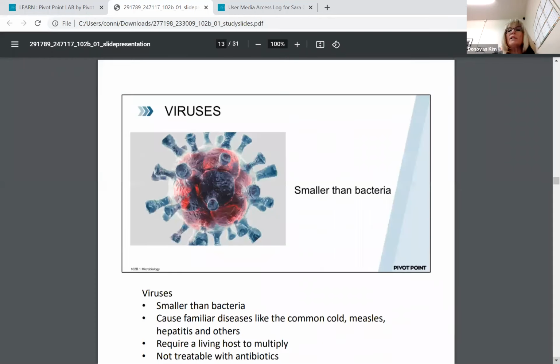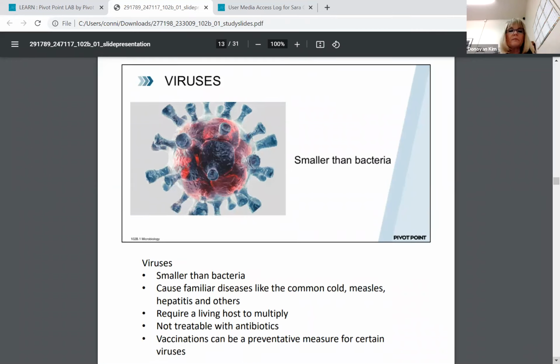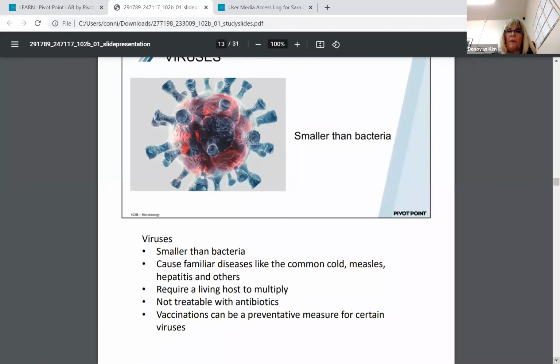Okay. Bacteria can be killed on your body if you have a bacterial infection with an antibiotic. Okay, viruses are smaller than bacteria. That's why it's harder to kill them. And antibiotics usually do not work on viruses because they're smaller than bacteria. These can cause familiar diseases like the common cold, measles, and hepatitis. Right now we got COVID, right? It's another virus out there. These do require a host to multiply.